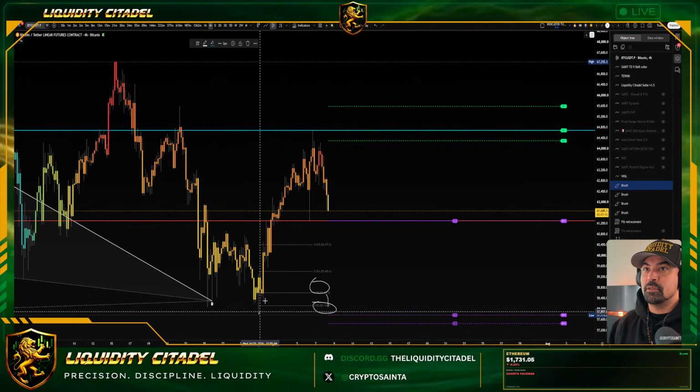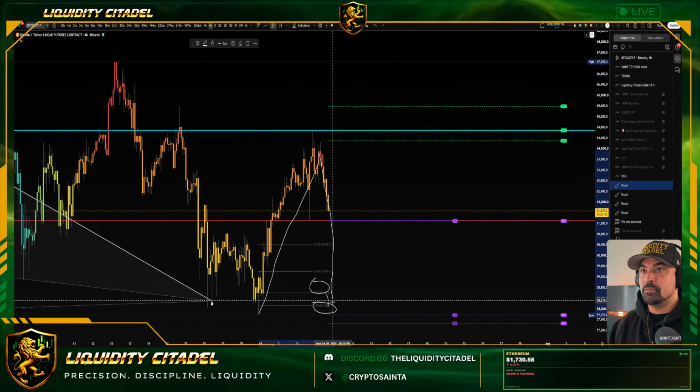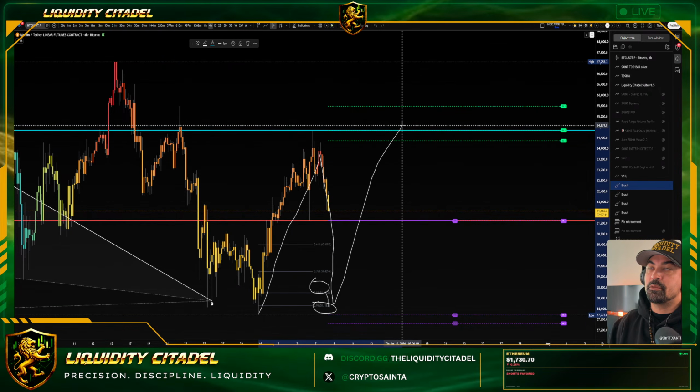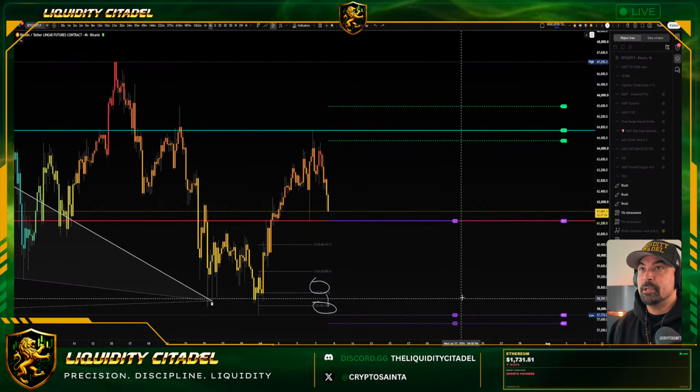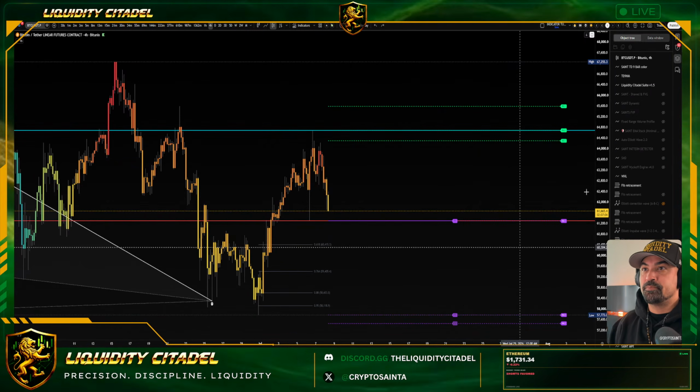So essentially this becomes your 1, this becomes your 2, and then you're going to see your 3. 3 is going to be the most impulsive. We can actually measure that out, but that's really what you're going to be looking for.